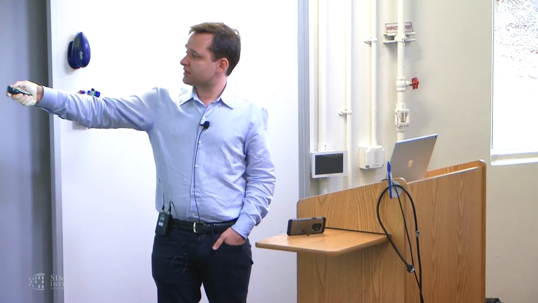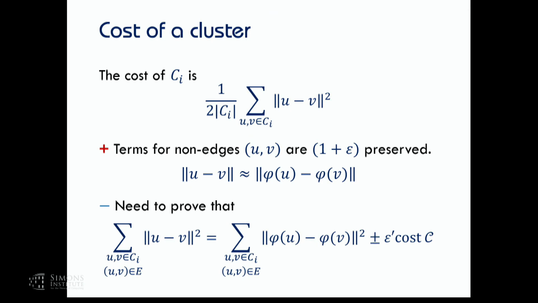Okay, now let's analyze the problem using the distortion graph. As we know, the cost of every cluster Ci is given by this formula. Now, if U and V are not connected with an edge, so if the distance between U and V is approximately preserved, then this term is distorted up to 1 plus epsilon. And so basically there is no difference. I mean, the amount this term contributes to the original problem and to the projected problem is the same. We don't have any issues with this term.